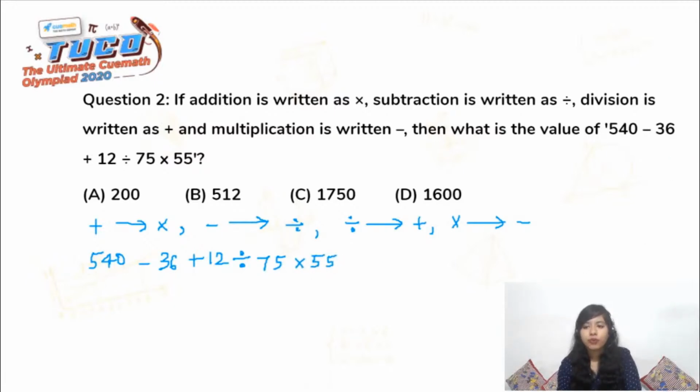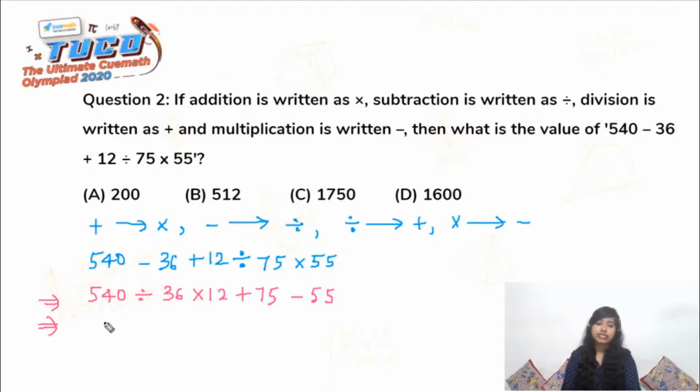Now from here we are going to replace all of these according to the given operators. So 540 minus is replaced with, we all know, divided by 36. And then a plus is replaced by multiplication with 12. Our division is replaced by addition. And our multiplication is replaced with subtraction. So as per this, let's calculate it.